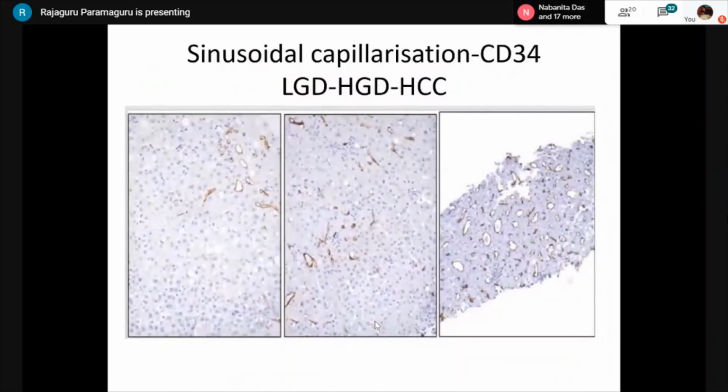So next is the IHC staining, where CD34 comes. I think initially, while describing the normal histology, I had told you that these endothelial cells lining the sinusoids will stain negative. Maybe a few lobules occasionally here and there can show CD34 positivity, but not diffusely in a normal liver. Whereas in low-grade dysplasia, the capillarization of sinusoids can be focal. It will be more extensive in high-grade dysplasia, and it will be marked in hepatocellular carcinoma.